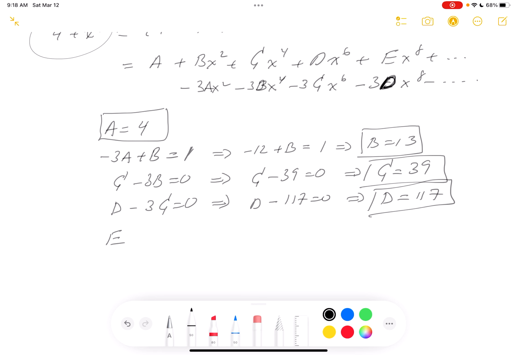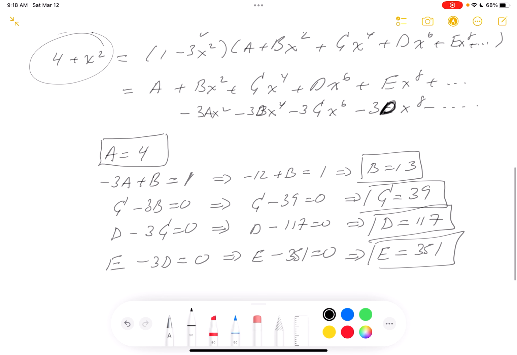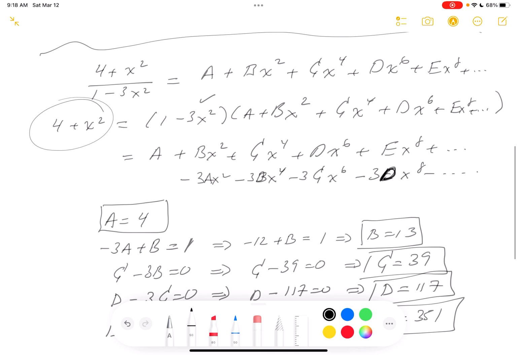E minus 3D equals 0. E, and let's see, that would be 351 equals 0. There's no 8th degree term in that expression, 4 plus x squared. So what does that mean E is? E is 351. All right, these are important. Let's write it down then. And what's going to be written down?